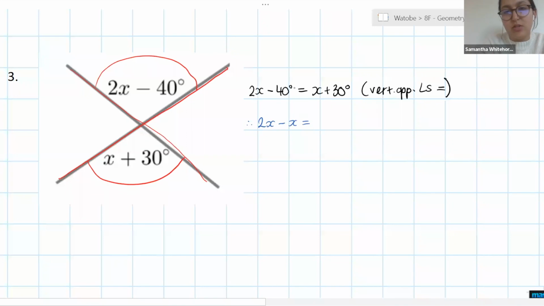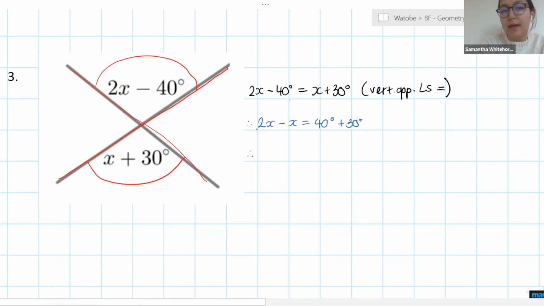Okay, so give me 2 seconds. Let me start again. 2x minus x, and then what did you say after that? It's equals to 40 plus 30. Okay, continue. And then my next step is that 2x divided by 2, and then 70 divided by 2.